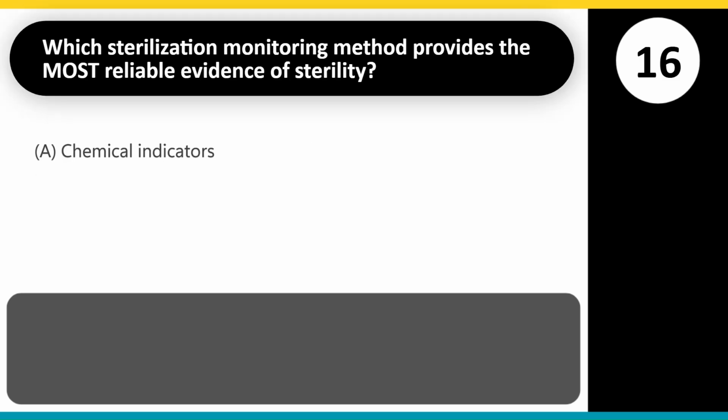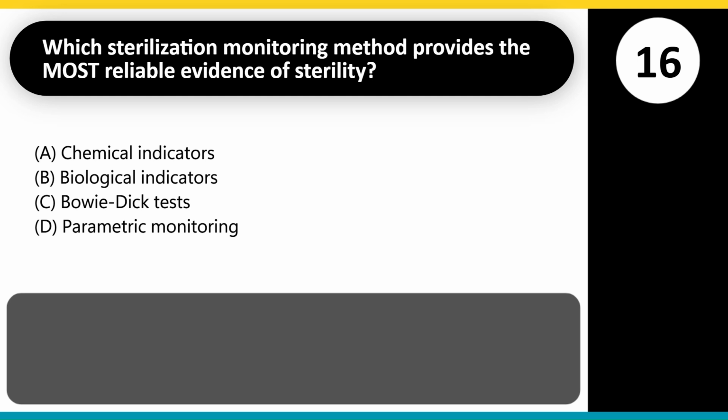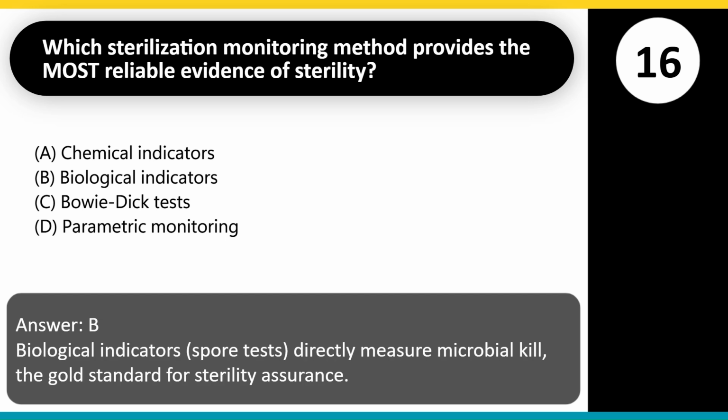Which sterilization monitoring method provides the most reliable evidence of sterility? A. Chemical indicators. B. Biological indicators. C. Bowie-Dick tests. D. Parametric monitoring. Answer, B. Biological indicators, spore tests, directly measure microbial kill, the gold standard for sterility assurance.